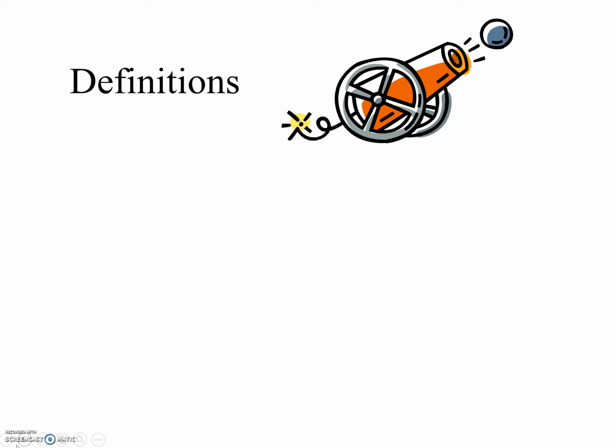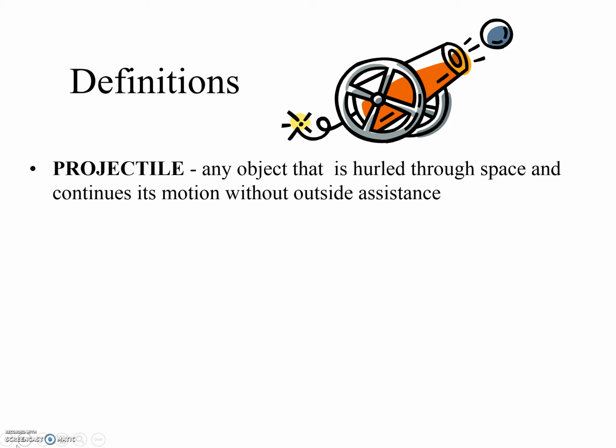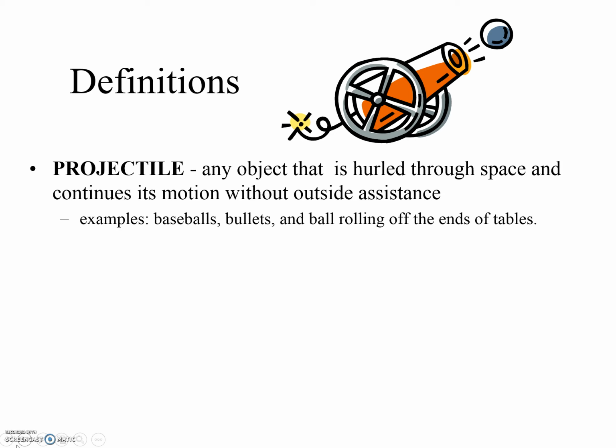Horizontal projectiles. When we talk about horizontal projectiles, we need to know a couple of vocabulary words. So the first thing we want to talk about is what a projectile actually is. A projectile is any object that is hurled through space and continues its motion without outside assistance. So good examples would be a baseball or a bullet or a ball rolling off the ends of tables.